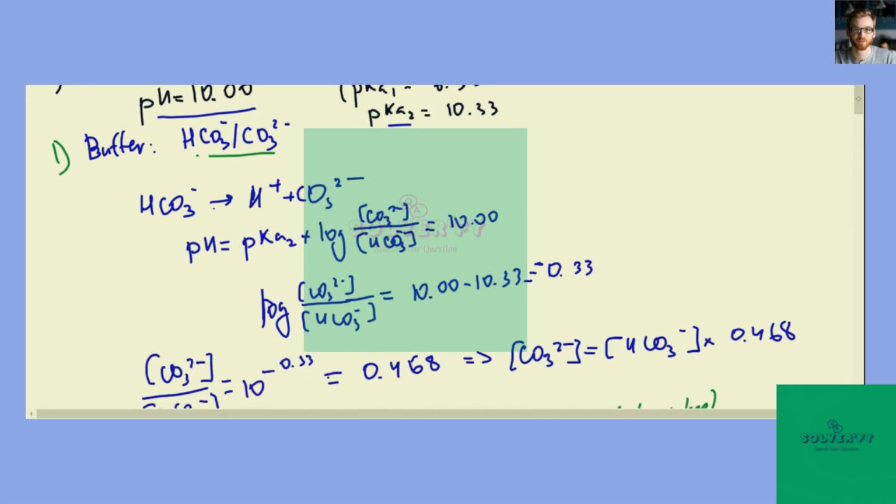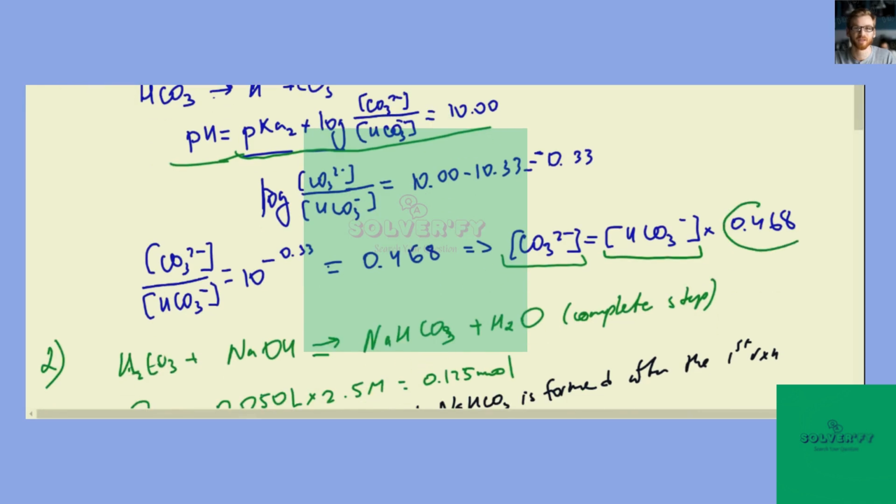So now let's calculate the ratio of CO3 to HCO3 in this buffer, which would provide a pH of 10. pH can be calculated according to this formula. So then we can calculate the ratio. We can calculate the concentration of CO3 2 minus as a function of HCO3 minus. So the coefficient is 0.468.